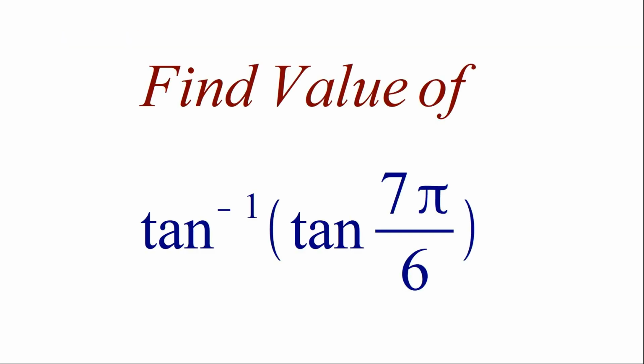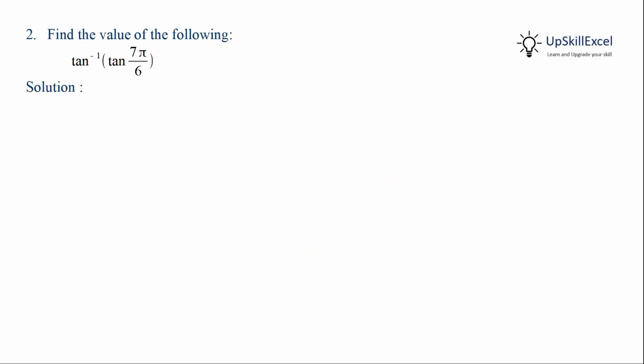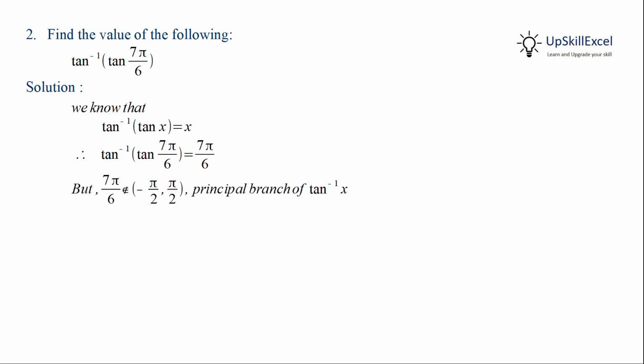Find the value of tan inverse of tan 7 pi by 6. We know that tan inverse of tan x is equal to x. So here tan inverse tan 7 pi by 6 can be written as 7 pi by 6. But we know that 7 pi by 6 doesn't belong to minus pi by 2 to pi by 2, which is the principal branch of tan inverse x. So we have to transform 7 pi by 6 to this range.